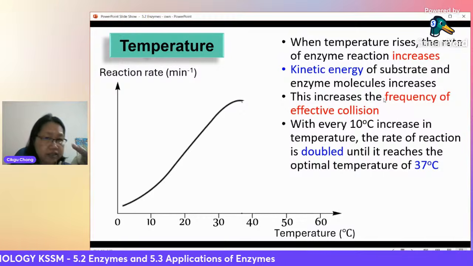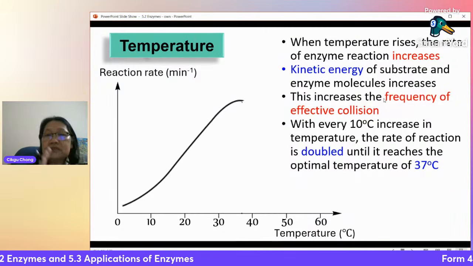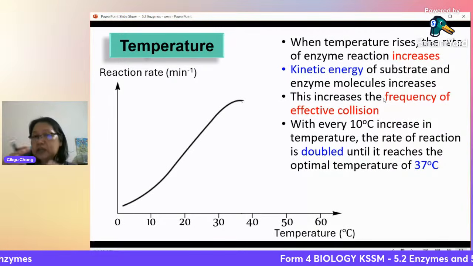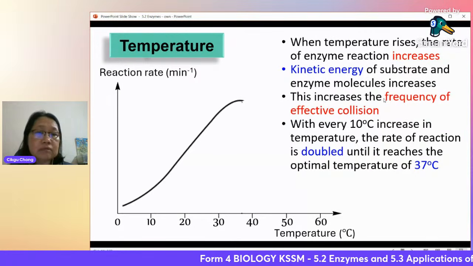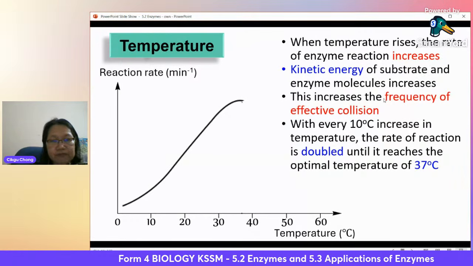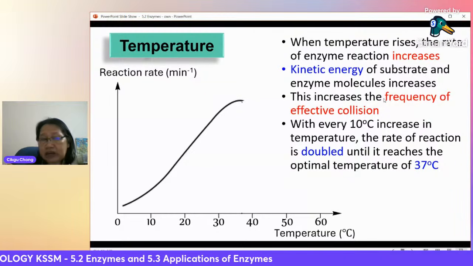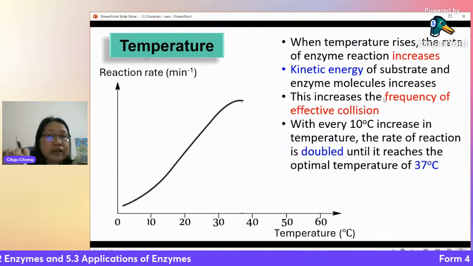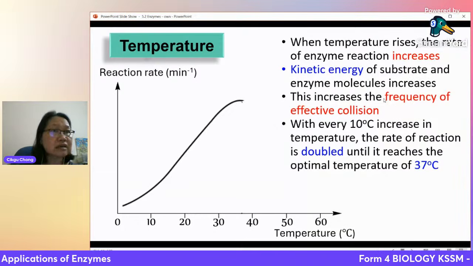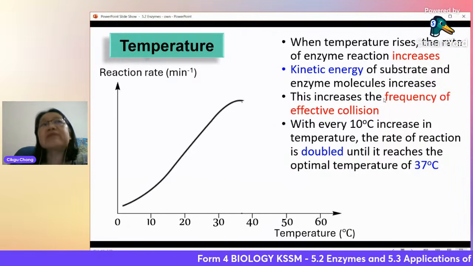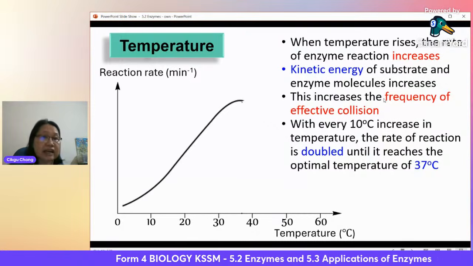You will find that in the diagram, for every 10 degrees increase, the rate of reaction roughly doubles. Okay, for example, let's say it's 5. If you increase by 10 degrees Celsius, all right, it will become 10. Then you increase another 10 degrees Celsius, it becomes 20. You increase another 10 degrees Celsius, it will become 40. The rate of reaction, let's say.